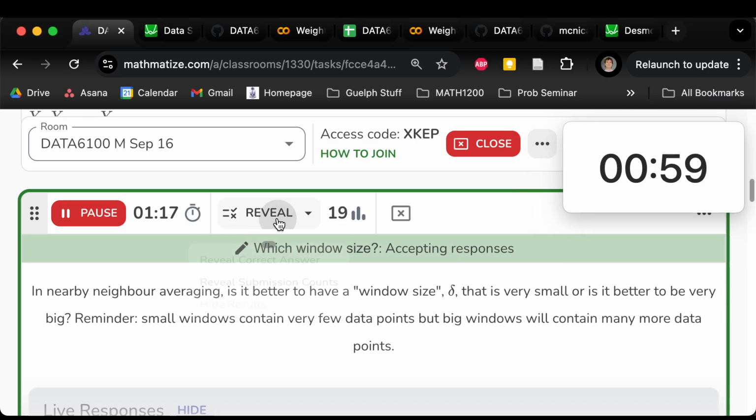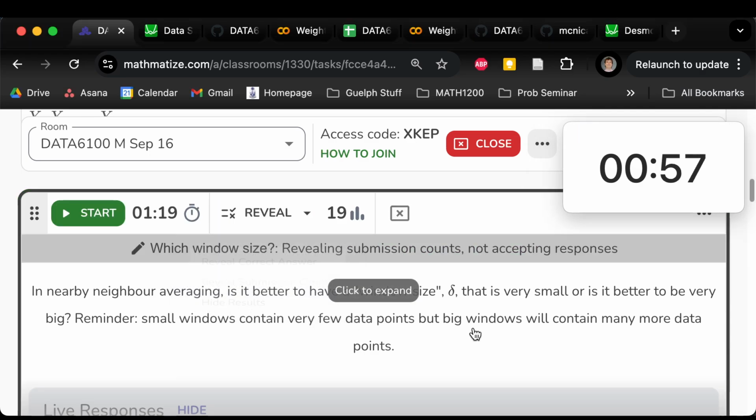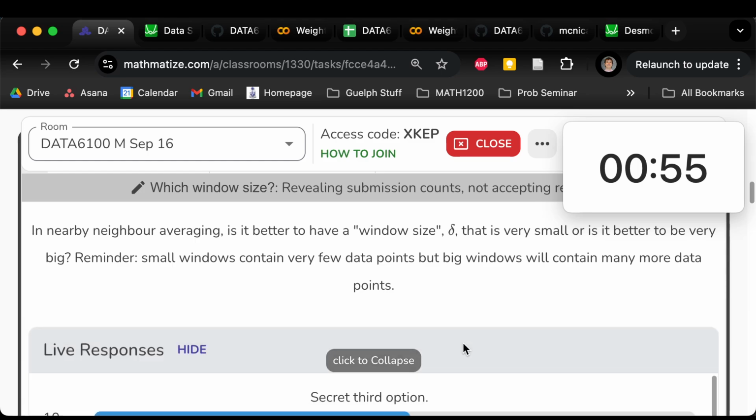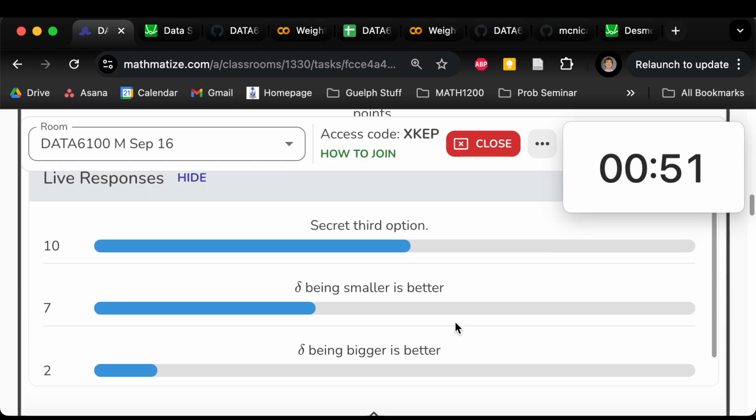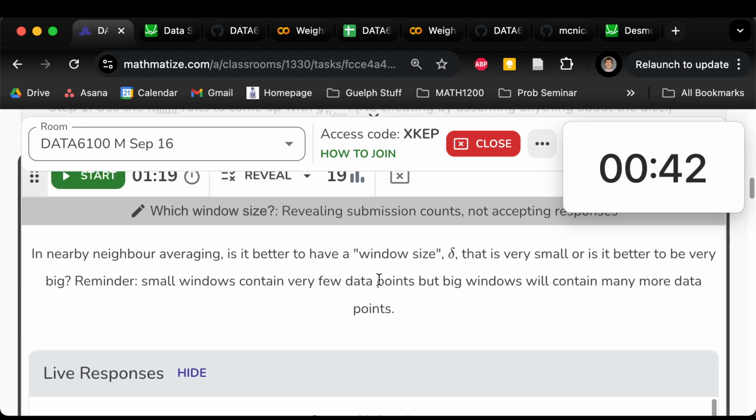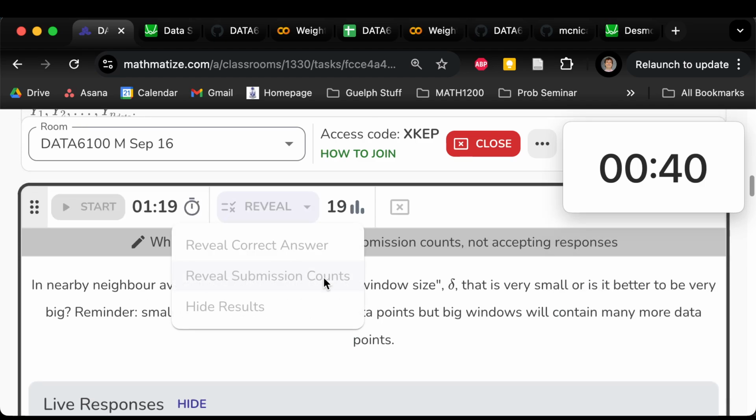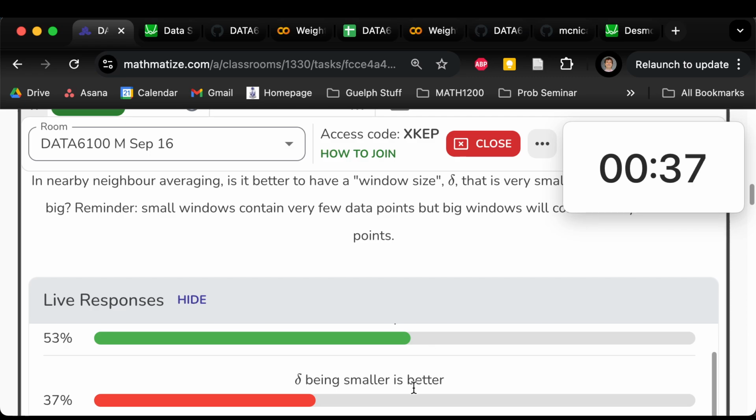I want to reveal submission counts. What did people say? Okay, 7 people said smaller is better, 2 people said bigger is better, and 10 people said secret third option. This, I think, is the first really counterintuitive thing about data science, is that secret third option is correct.